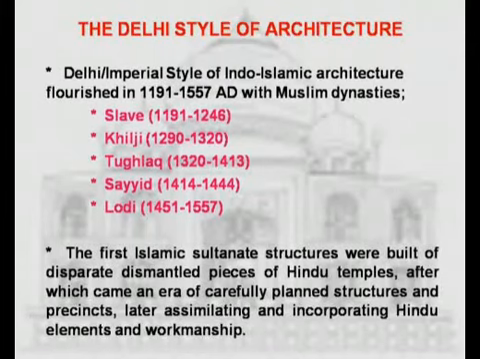Let me tell you about the Delhi style of architecture. The Delhi or the imperial style of Indo-Islamic architecture flourished between 1191 to 1557 AD. You may say the Sultanate period, comprising of the slave dynasty, the Khiljis, the Tughlaqs, Sayyids and Lodhis. So we'll start with the slave dynasty.